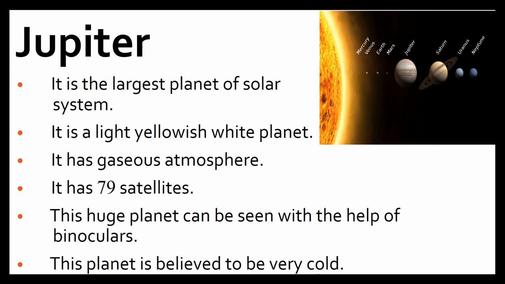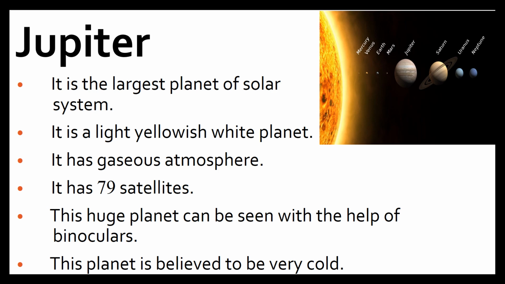The largest planet of the solar system, Jupiter, is a light yellowish white planet. It has a gaseous atmosphere. It has 79 satellites. This huge planet can be seen with the help of binoculars. While watching through binoculars, droplets can be seen on the surface, which looks beautiful. This planet is believed to be very cold. Now you know that Jupiter is the largest in the solar system.